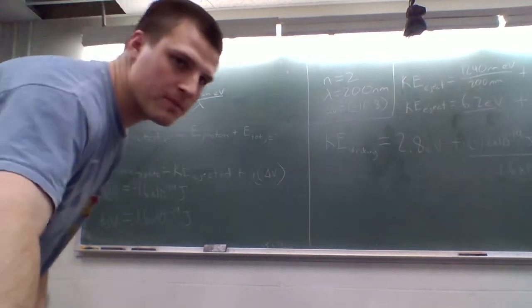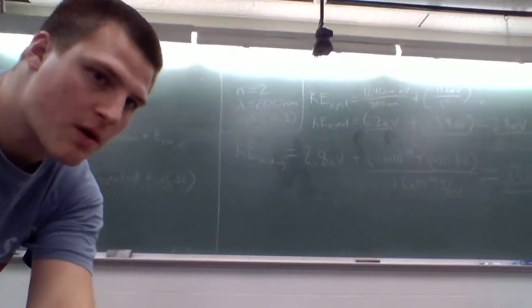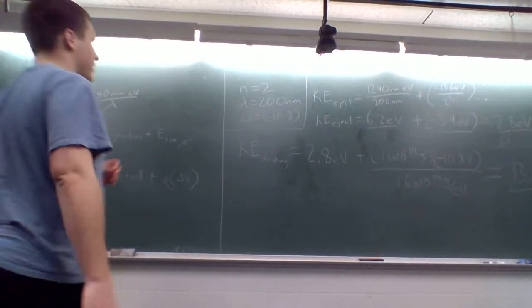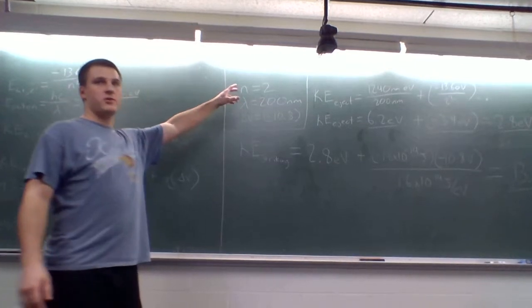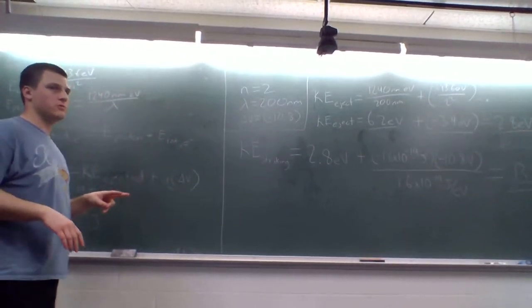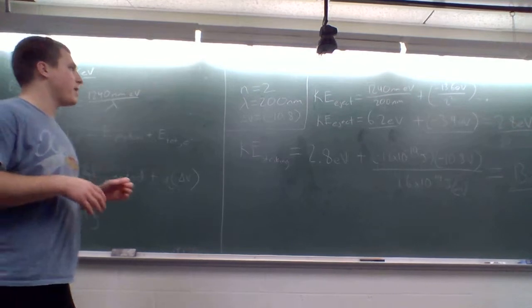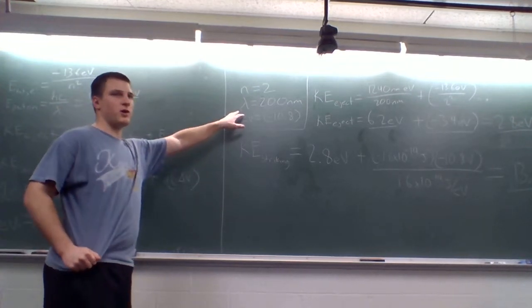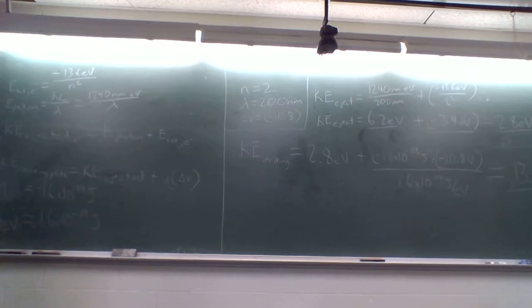So the practice problem is going to be with the electron in a hydrogen atom at the n equals 2 level, so n equals 2 shell, gets hit by a photon of wavelength 200 nanometers, and is then accelerated towards a plate that is creating a voltage gradient between the electron and the plate of negative 10.8 volts.